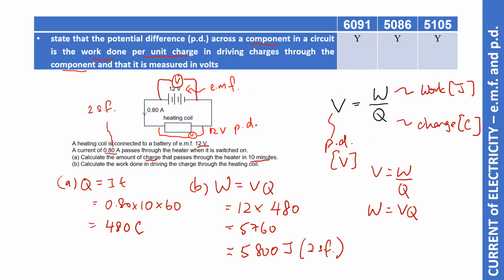Now I want to point out that if this question were to ask you for the work done straight away without part A, right? How would you do it? Now you can actually use W equal to VQ straight away by plugging in Q equal to IT into Q, which means that you get W equal to V times IT, right? W equal VIT. And you can do this question straight away in one step.